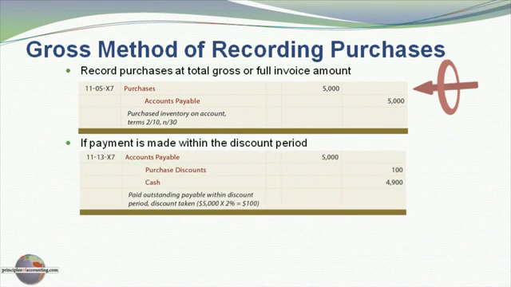If we pay in time to get the discount, then we'll record the discount in a separate account. So here I'm paying $4,900. I'm taking the $100 or 2% of $5,000 discount. So I'm actually going to go ahead and debit accounts payable, the amount on my books, but credit cash only $4,900, the amount I'm paying. The difference is credited to purchase discount. Again, a contra account to the purchases account, an amount that's subtracted from purchases.